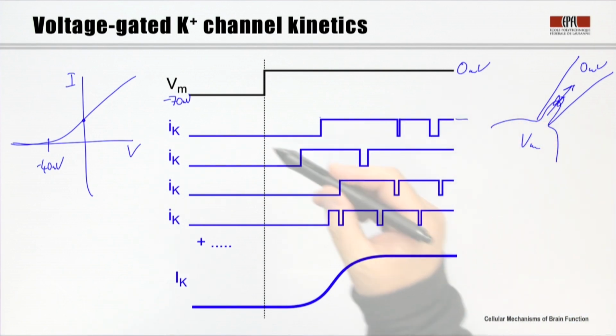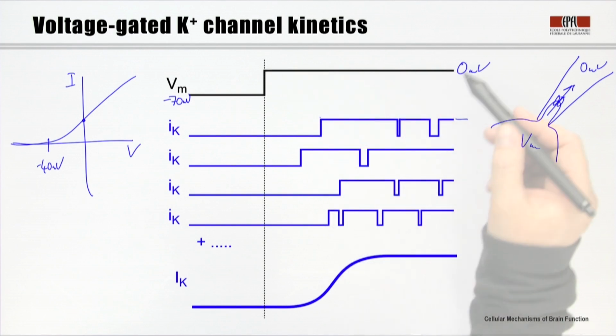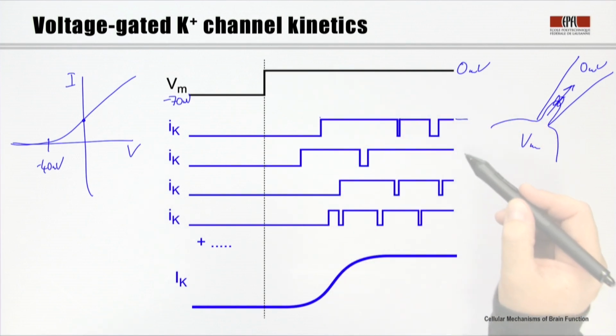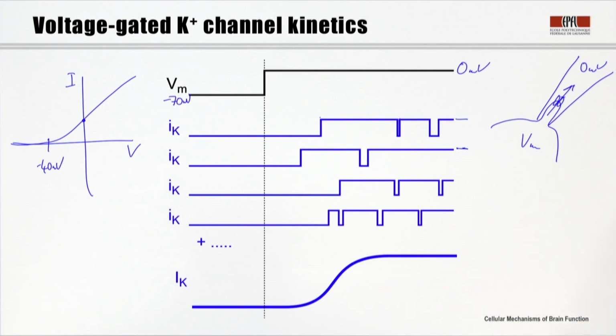In another trial, we do the same. We jump from minus 70 to 0 millivolts. There's a delay. The ion channel opens, closes, opens, and stays open for as long as we care to keep the patch of membrane depolarized.